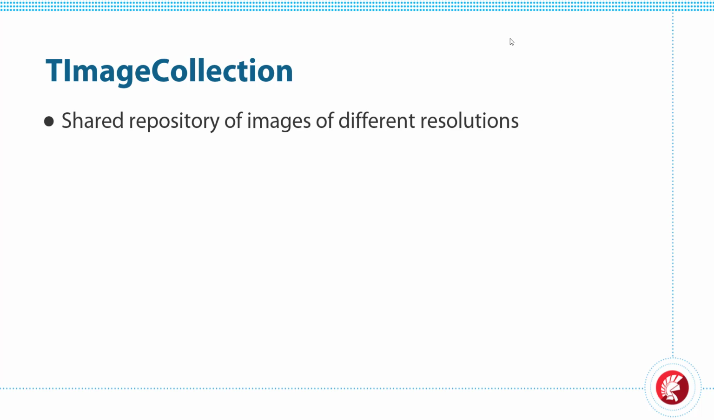So in order to handle the image issues that our application has, we need to look at two new components. The first one is called a TImageCollection, and it is a shared repository of images with different resolutions. If you've built an icon, you kind of have the same concept here: 16 by 16, 24 by 24, 32 by 32, on up to as high as you want to support. What's interesting is because it's a shared repository, it's another non-visual control, you can put it anywhere.